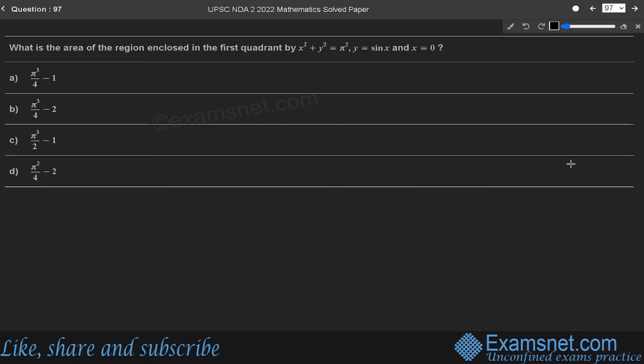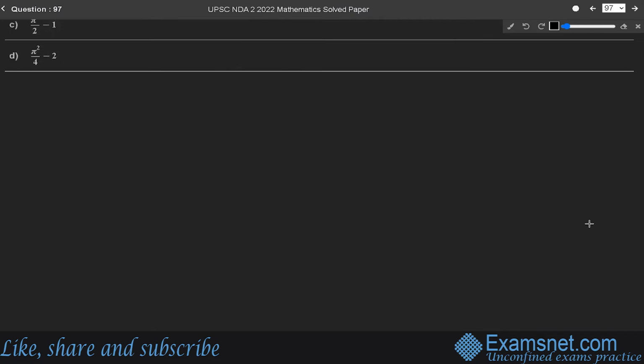Next question is a very, very simple question. What is the area of the region enclosed in the first quadrant by x square plus y square is equal to pi square, where y is equal to sin x and x is equal to 0? You can see that this is the equation of a circle. So first let us draw the diagram. Let this be the circle.